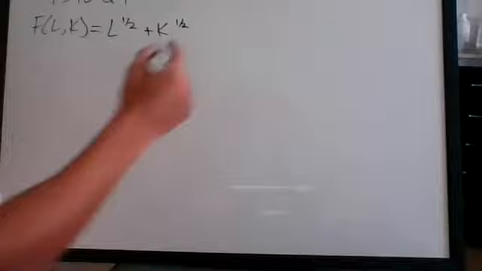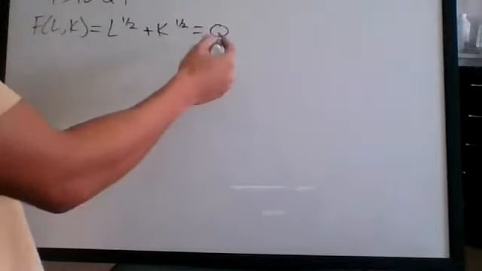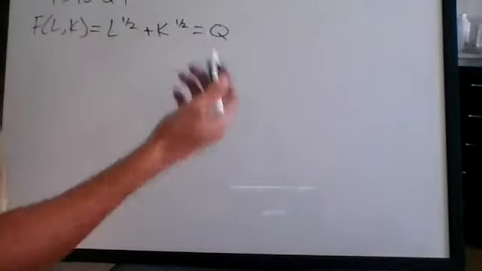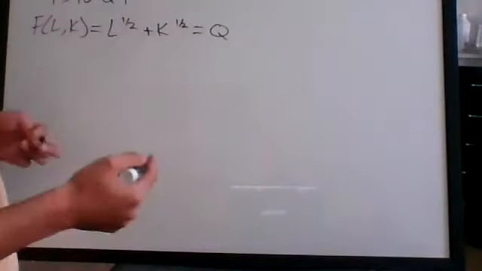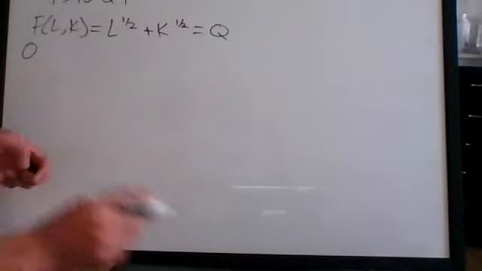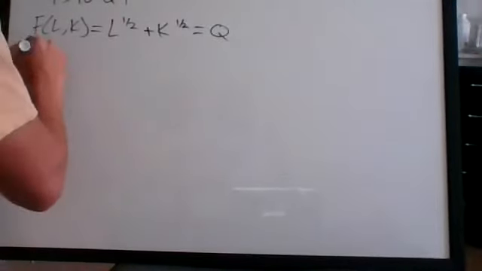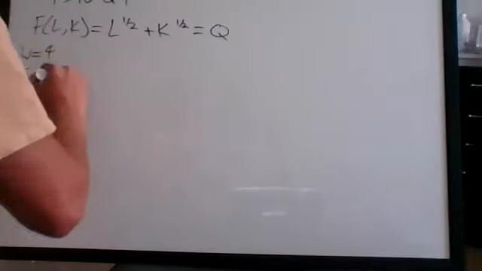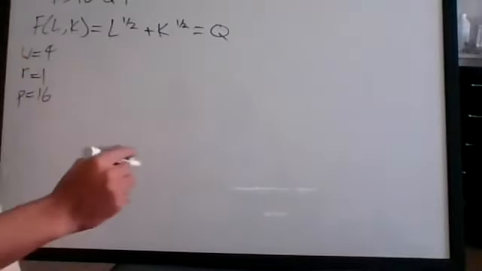And I like setting this equal to Q right away, just in case we want to work with it. So that's just a tip from me to you. I don't think it's necessarily always going to be necessary, but I think that it's a good habit. And so we're given information such as, we're not given Q, we're given W equals 4, R equals 1, and P equals 16.